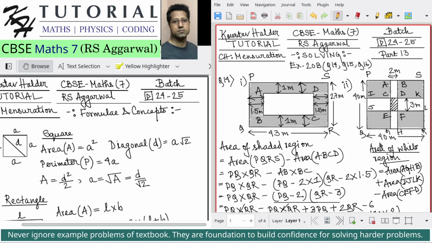And once that is done, I will give some concept practice problems, set number 3, which will be based on the area of parallelogram and rhombus. So these videos are coming soon, so please stay tuned.